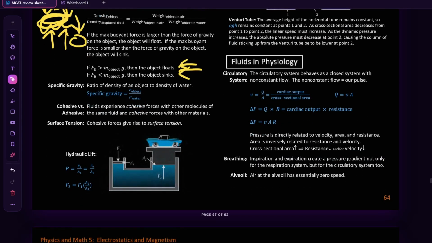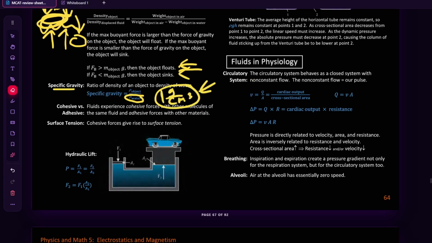And so this is related to the idea of specific gravity. Specific gravity is just the ratio of an object's density to the density of water. And the density of water, you should probably memorize, is always 1, basically. The unit is 1 gram per centimeter cubed for water.